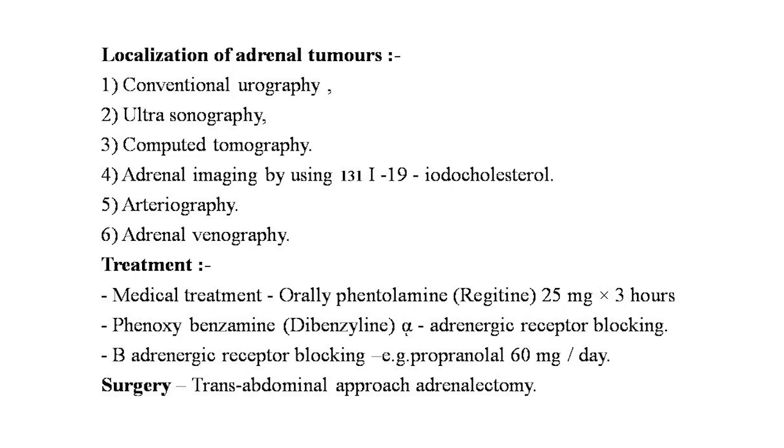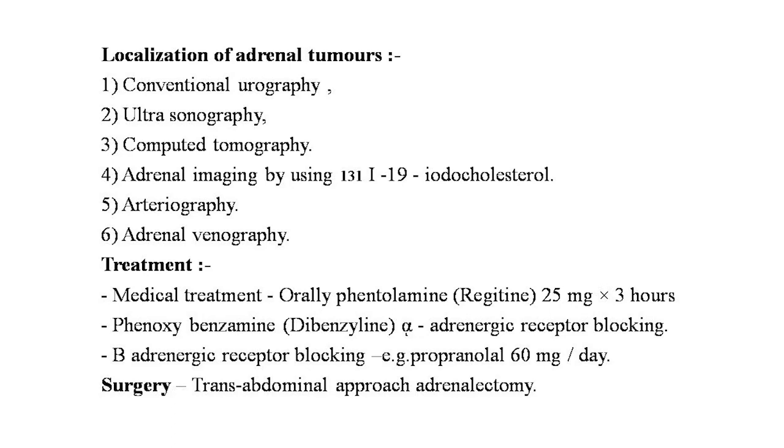Then adrenal imaging using 131I-19-iodocholesterol: attempts have been made to image the various tumors in the adrenal gland. Third is arteriography. Although associated with some risk, this technique has been used to localize pheochromocytomas of the adrenal gland, which is highly vascular. Adrenal venography has the advantage of sampling the adrenal venous blood for the measurement of the corticosteroids.